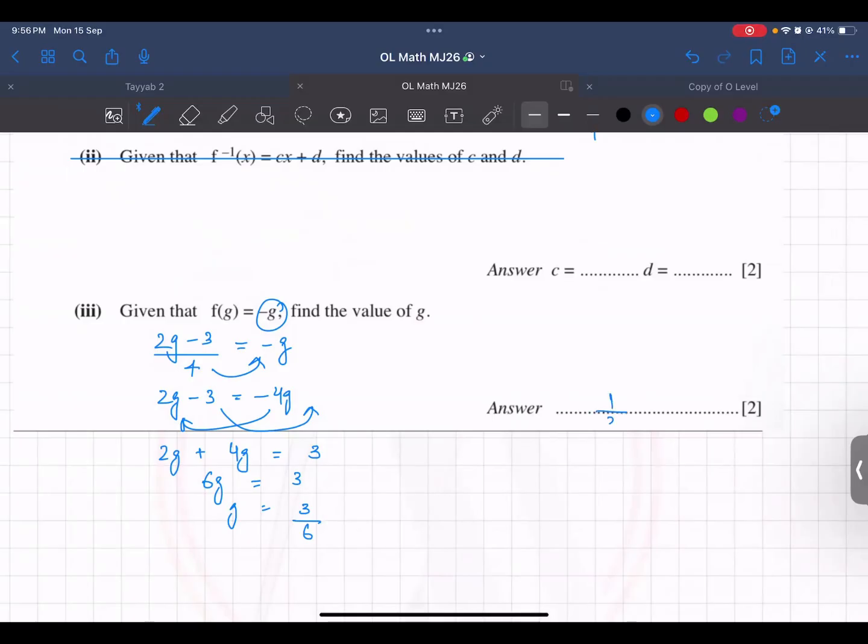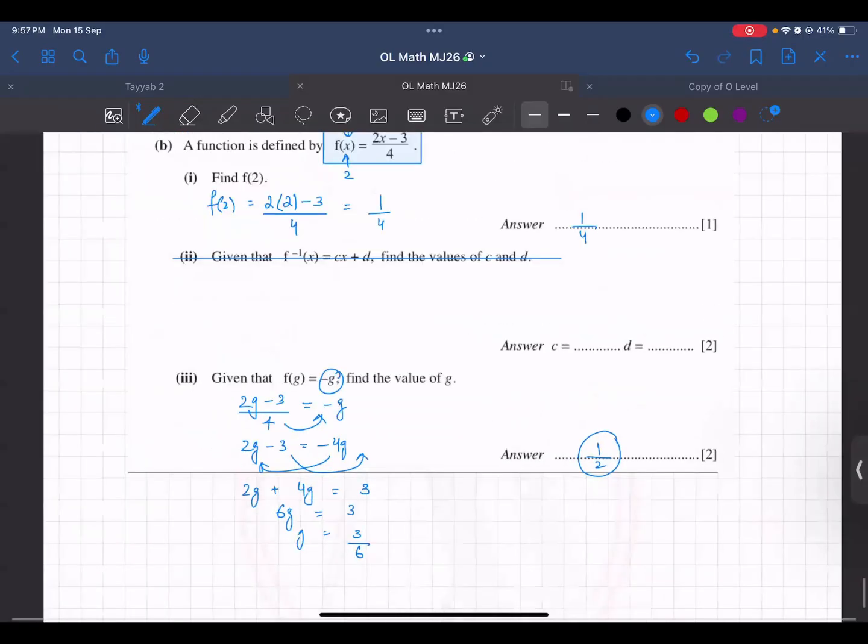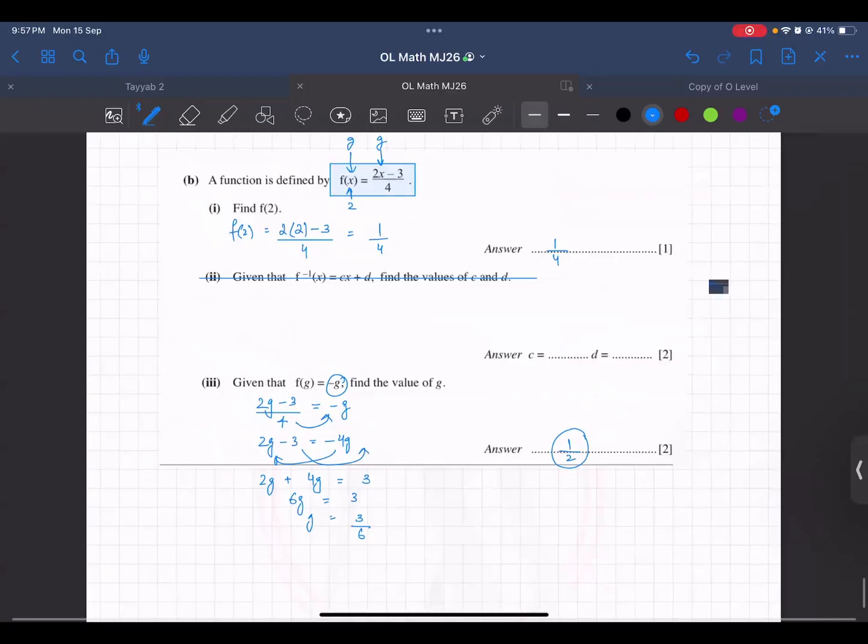Which is 1 upon 2. All good? Do you get it? Any questions? Anyone? We will do this in the next class as well. So don't worry if this seems to be difficult, but it's not. I'm telling you, if you have done well on the algebra part, then this is an easy topic.